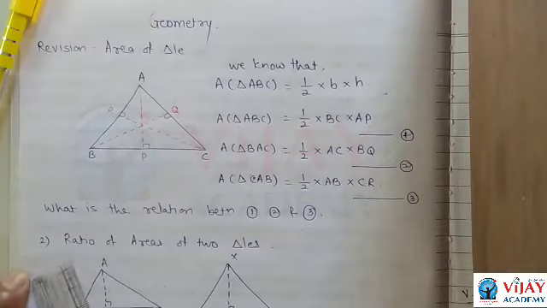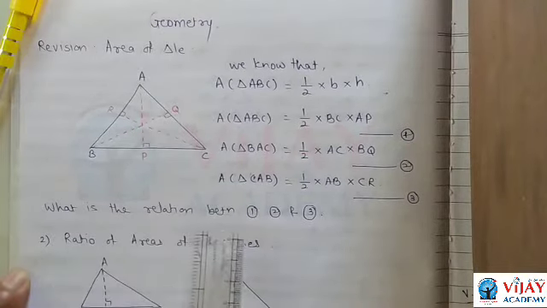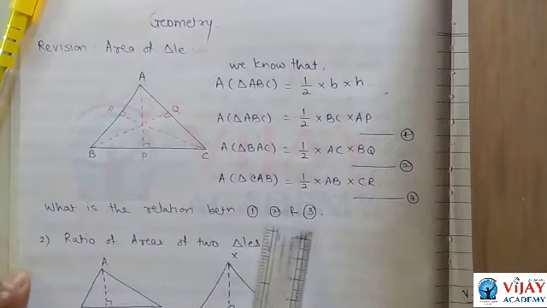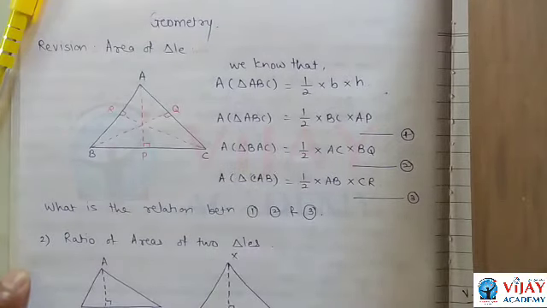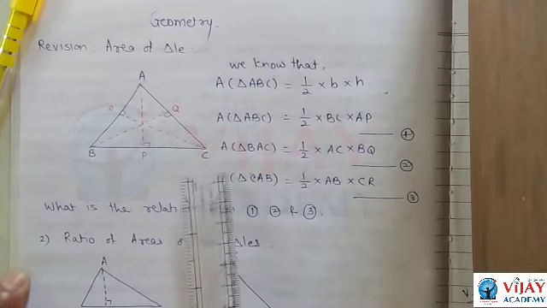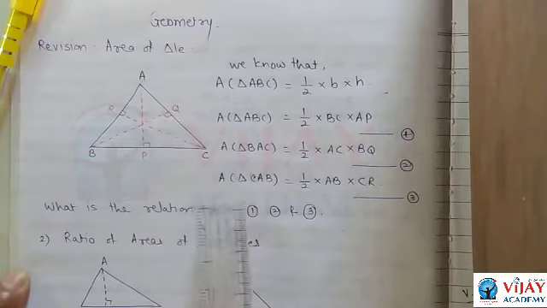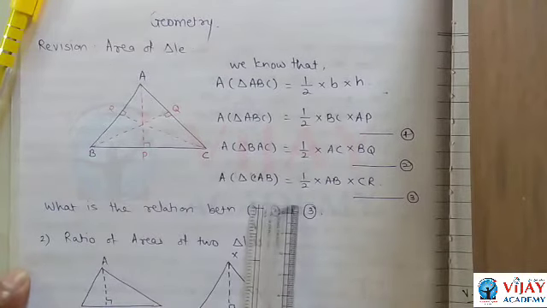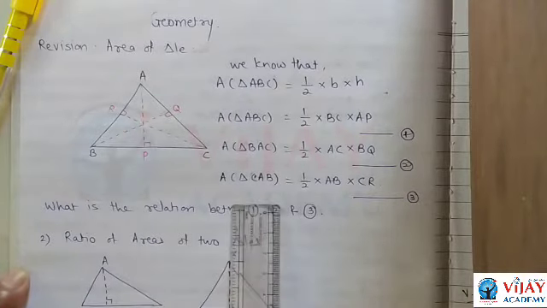Yesterday I asked the question, what is the relation between first, second and third? The answer is that the triangle is the same, so all areas are equal. Area of triangle ABC must be equal to area of triangle BAC must be equal to area of triangle CAB. So this is the first topic.